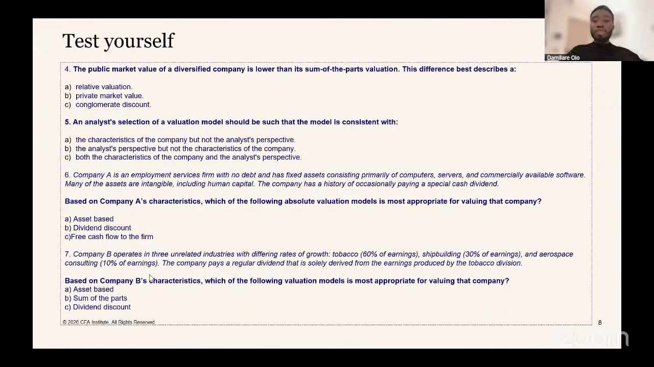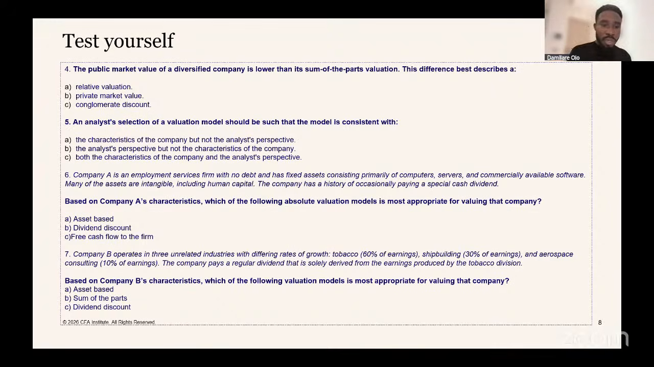Because you have different companies in different unrelated industries, and you also have dividend that comes only from a particular division, we can't use dividend discount in this, or it is not the most appropriate rather. Asset-based, there's no reason for us to use asset-based here. I mean, we could use it, but the question is the most appropriate.